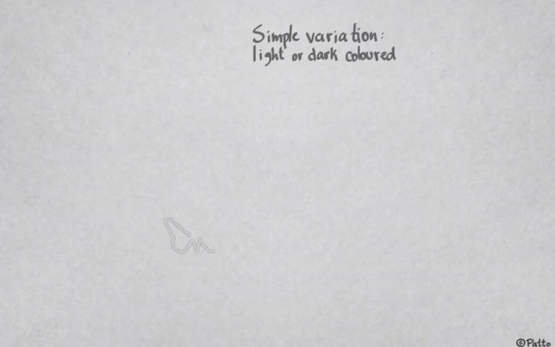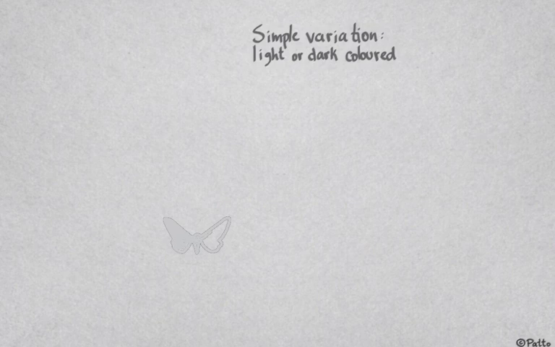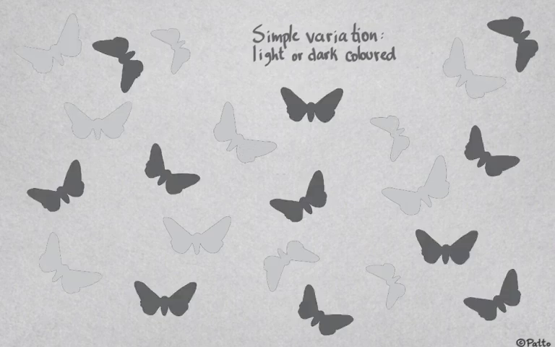Let's go back to the example on having simple variation, light colored or dark colored, and we are not even going to be having here a gradient of colors. We have only two colors here, being light or dark. Let me speed this up for you. Let's say you have a variation in a population, and in this example here, half the moths are lightly colored, half the moths are darkly colored.